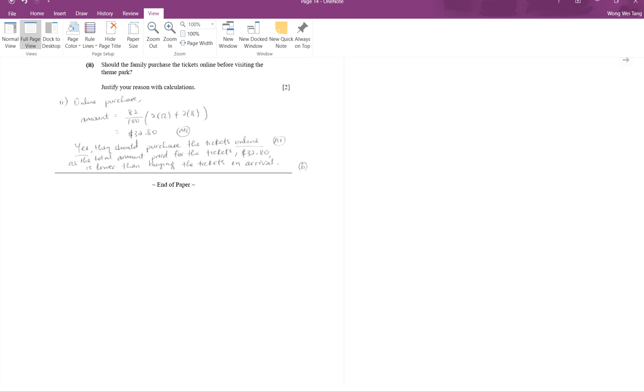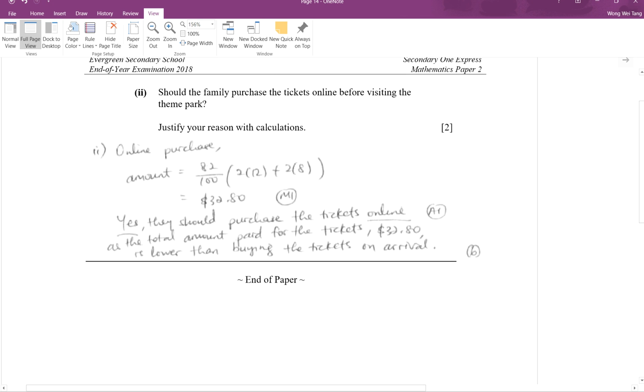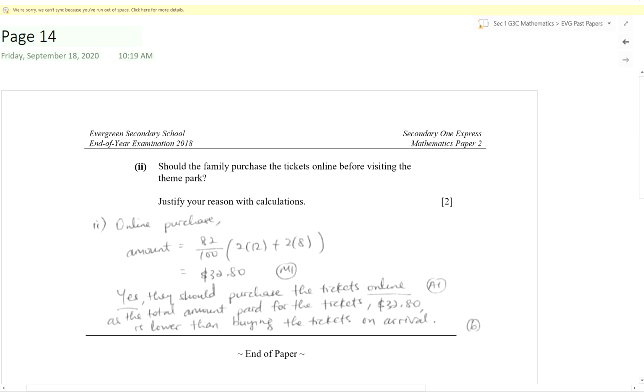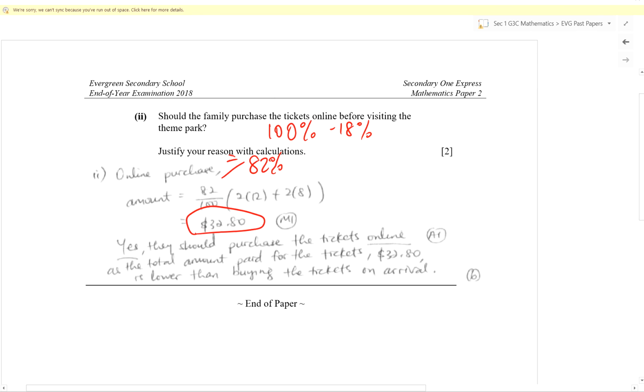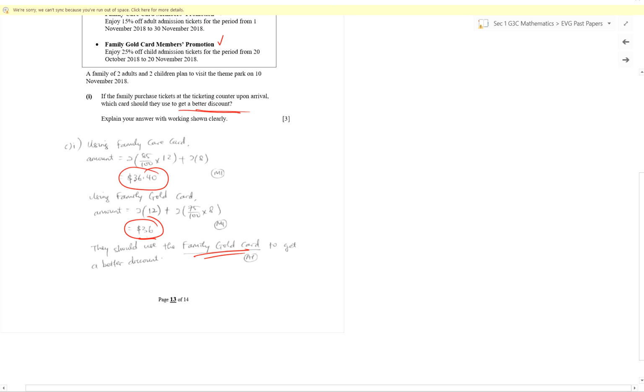Next, for part 2, should they purchase the tickets online? Now the tickets, if you buy them online, it will be 18% off. So for the online purchase, the amount that you have to pay will be, this is our 82%. How do we get 82%? We used 100% minus 18% to give us 82%. So the full price of the child, full price of the adult, full price for the child, and we find that we will have to pay $32.80 if you buy it online, which is even better than walking in to buy them physically. So definitely yes, they should buy the tickets, but why? You have to explain, because the total amount of $32.80 is lower than both options when you buy online of 36.4 and 36.